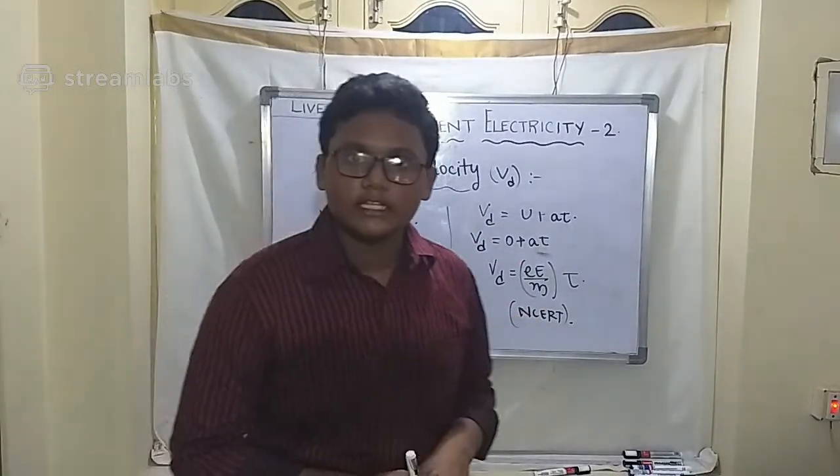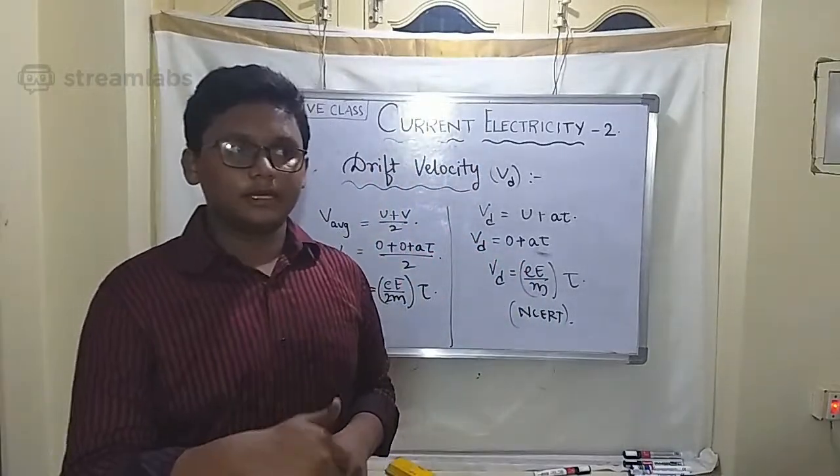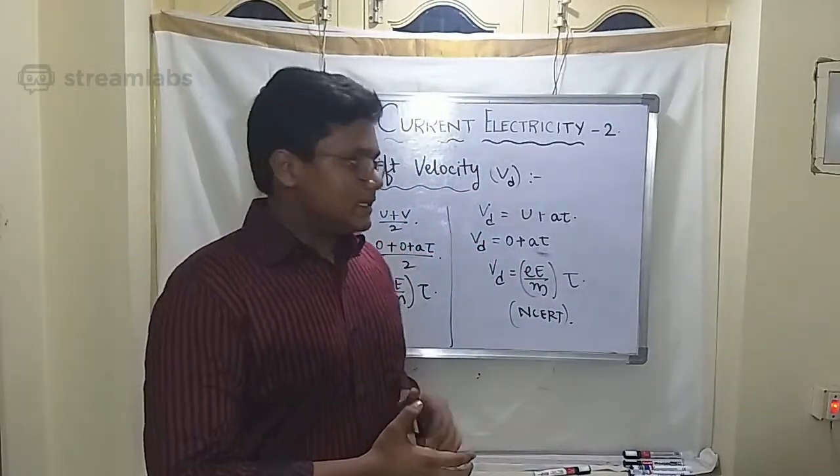the relation between Vd and J, current density and drift velocity, will be explained in the next video. And this is up to here.